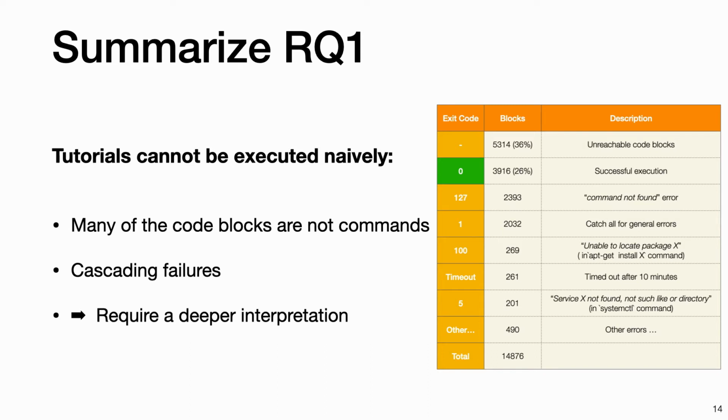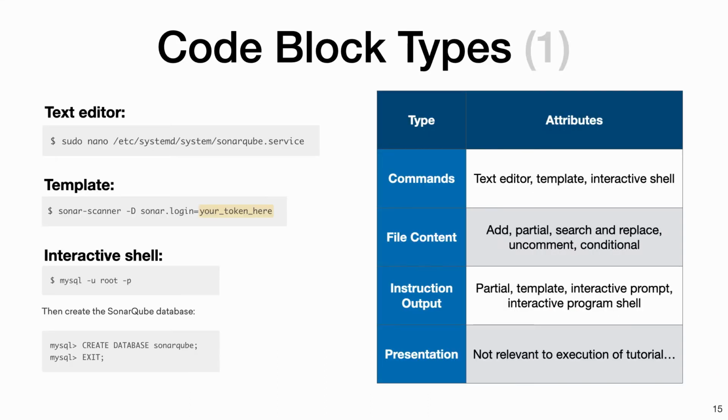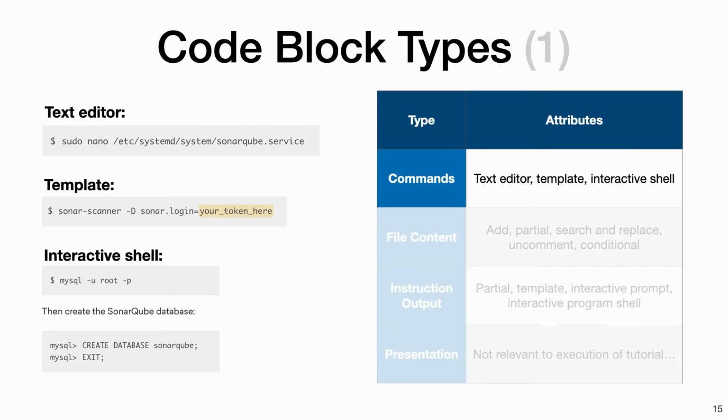So next, we started inspecting the tutorials to better understand different types of code blocks. And we created 4 groups of code blocks. Commands that need to be executed, and they might refer to a text editor or include a template value or open an interactive shell.